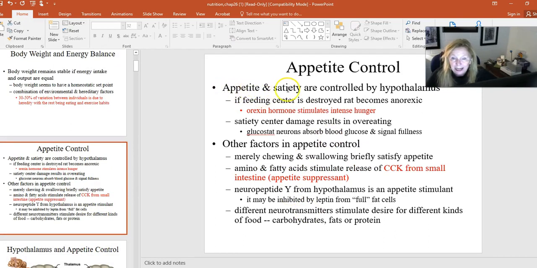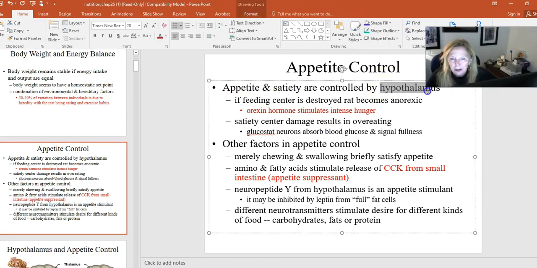As far as satiety, feeling full, having an appetite, and understanding when your body is full, this is controlled by the hypothalamus. It would be really important that you knew that. The hypothalamus ruling and rocking our world, we saw. Orexin is a hormone. This orexin, again, is something you want to include in your hormone list. This stimulates intense hunger.